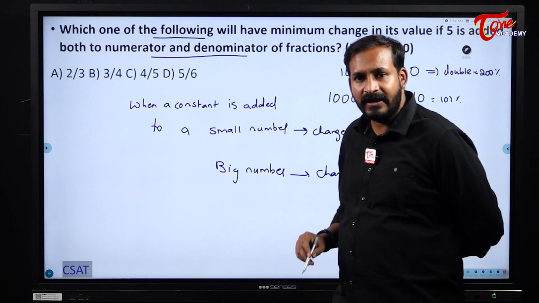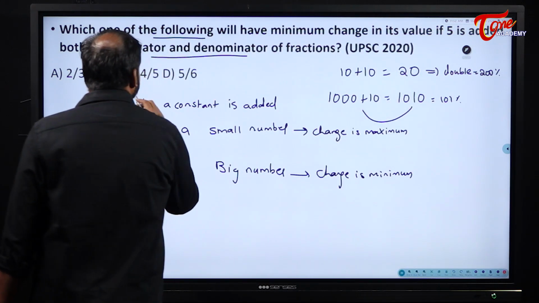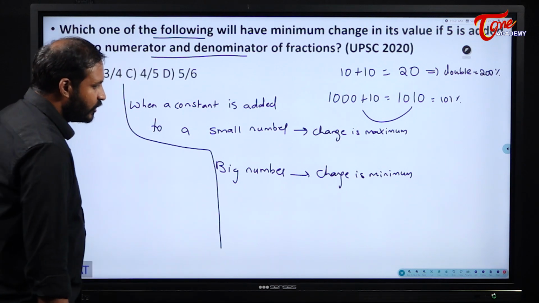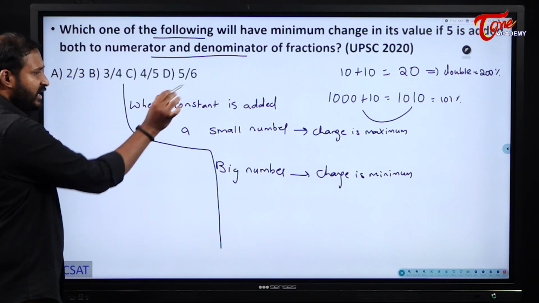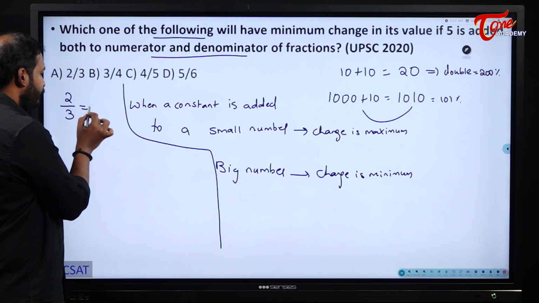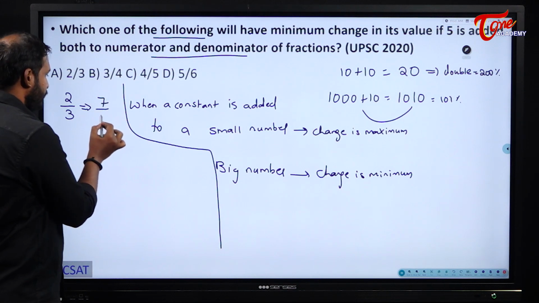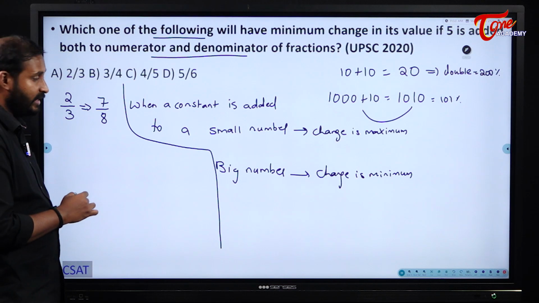So which one will have the maximum change? That is the question we are asking. Now please see here, students, when you add a constant to the numerator and denominator, what will happen? In general, 2 by 3 becomes 7 by 8. Am I correct? 2 by 3 becomes 7 by 8.